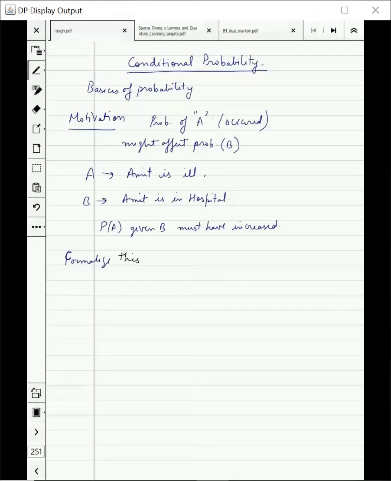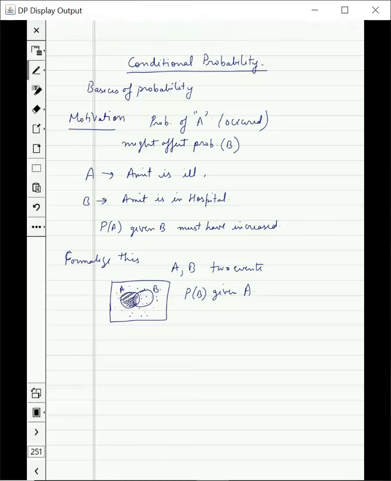So let's say A and B are two events. We will draw the sample space as a rectangle. Let's say A is this event, B is this event, and these are different points in the sample space. Now, if someone asks us, what is the probability of B given A? Intuitively, if we know that A has occurred, then we should only care about this section. And then the favorable outcomes are this portion which is common between A and B.